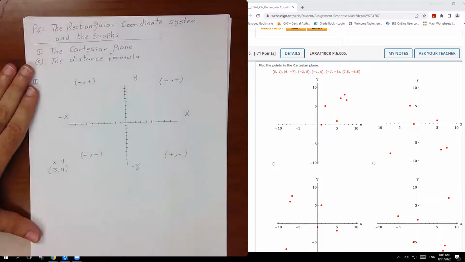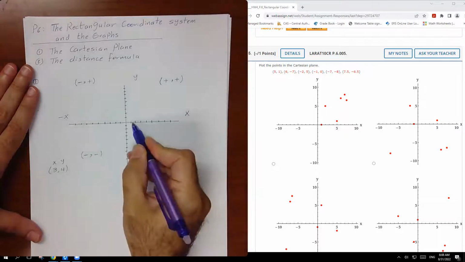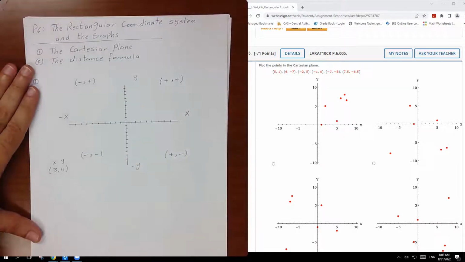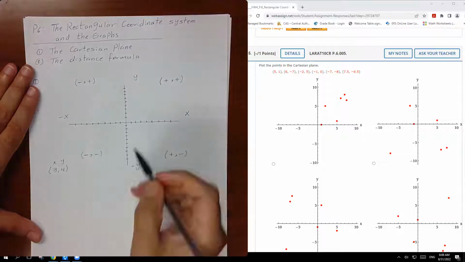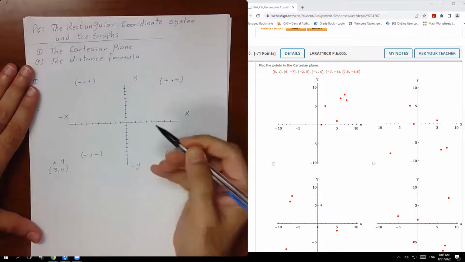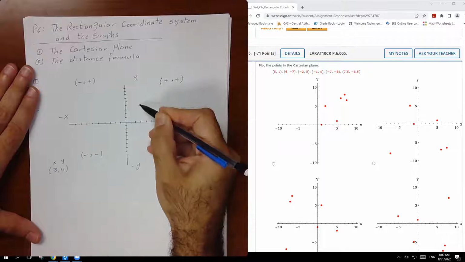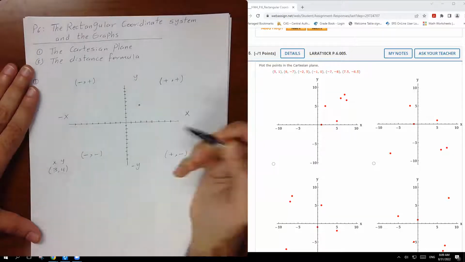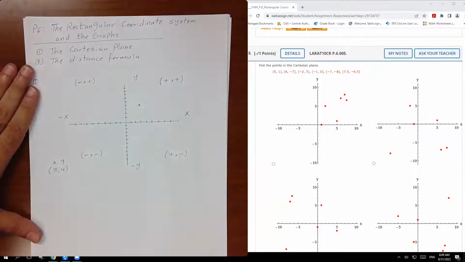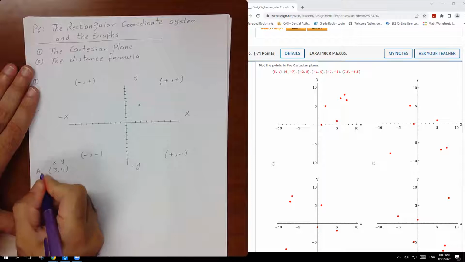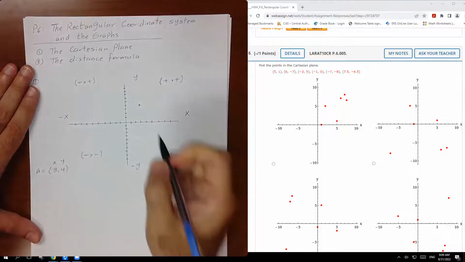That means it's located on this part. So X is 3, 1, 2, 3, and Y is 4. I'm going to go up 1, 2, 3, 4. So the location for this point is going to be here. Let's say this is A.